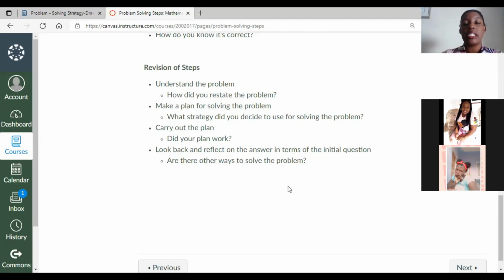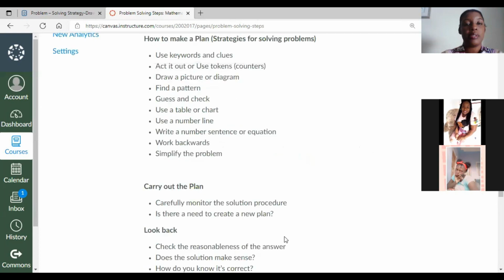Are there any other ways to solve my problem? Could I be doing it another way? Right? And more importantly, did I do what the problem asked me to do? So those are the steps in the problem solving process. I'm going to quickly toggle to the problem, and we'll see how we can apply those steps to solve the problem.